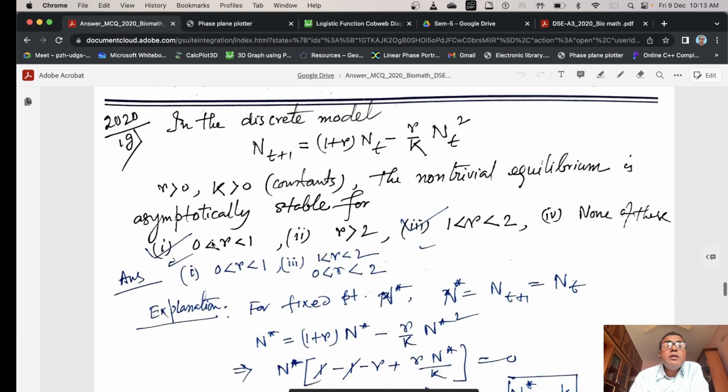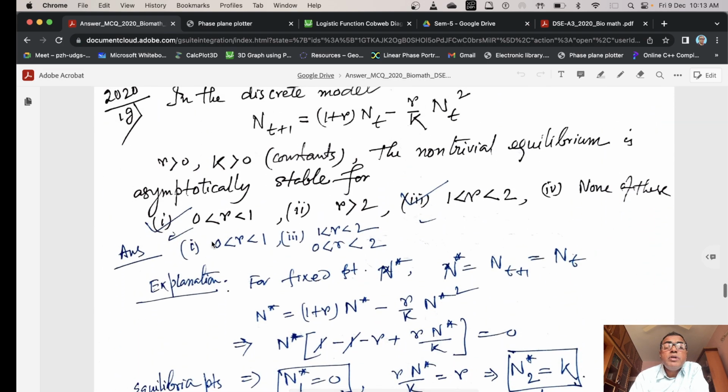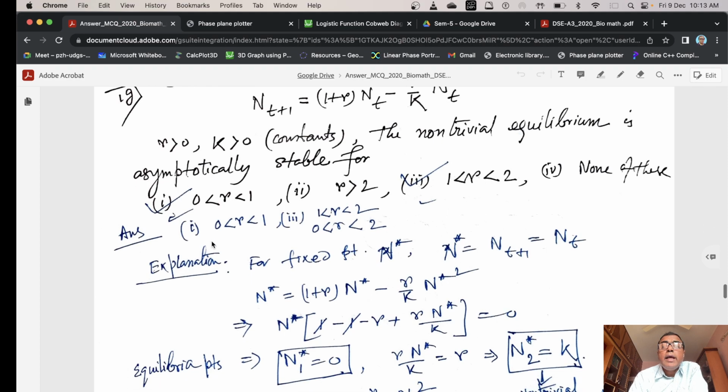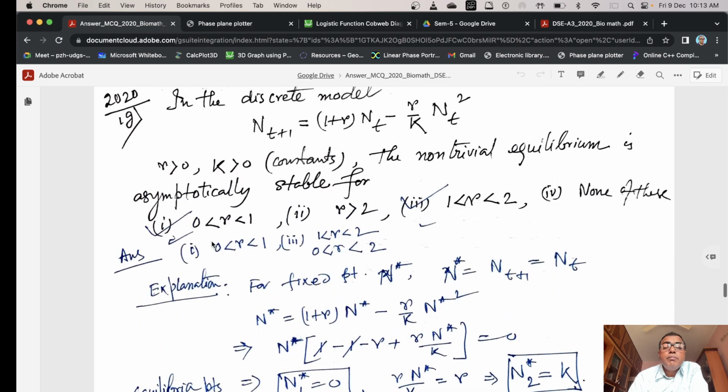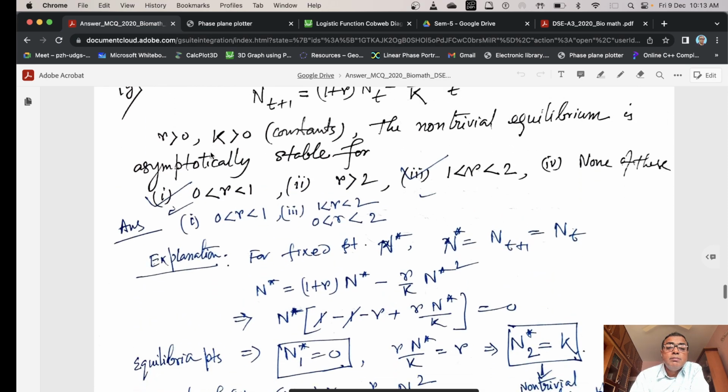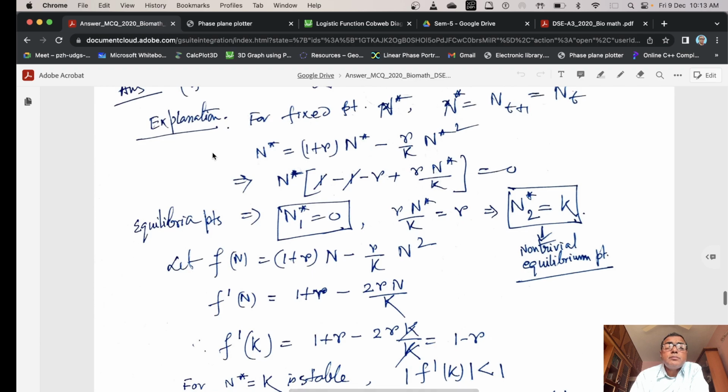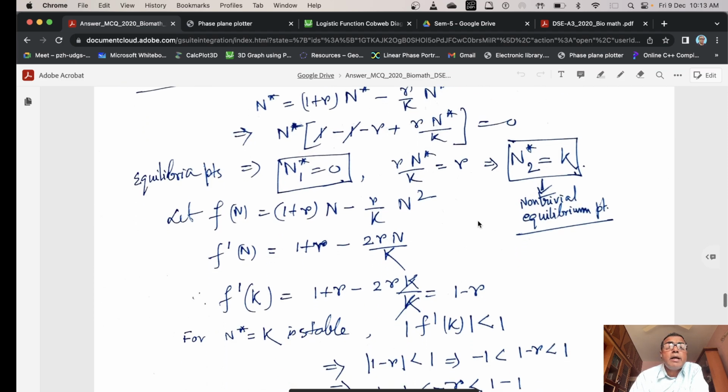So here the discrete model is given. For the fixed point N star we put N(t plus 1) equal to N(t) equal to N star. Putting this in the equation, we get this expression. So N star equals 0 and N star equals K. We say N1 star equals 0, the first, trivial equilibrium point, and the second, non-trivial equilibrium point N2 star equals K, where K is the environmental carrying capacity.